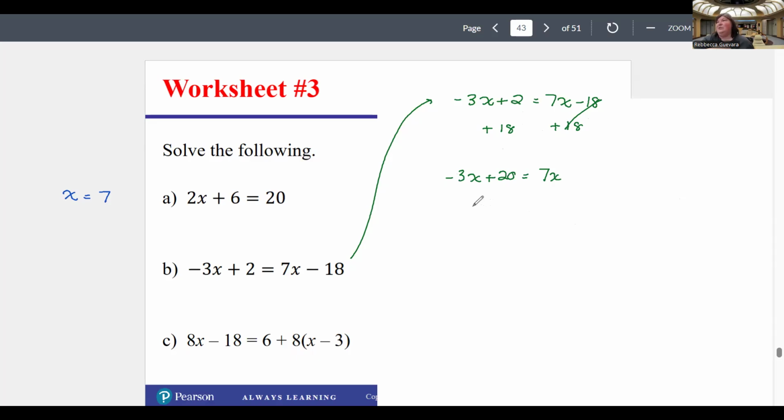Well, now I have to add that 3x to both sides, so I can cancel out this negative 3x. And we have 20 is equal to 10x. If you really don't like it being this way, you can just flip it. So you have 10x is equal to 20. So if I divide both sides by 10, we are going to get x is equal to 2.